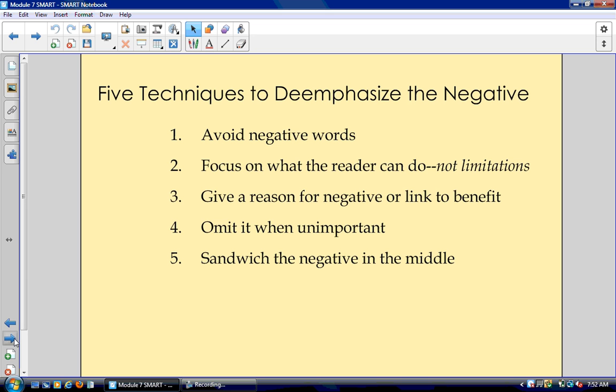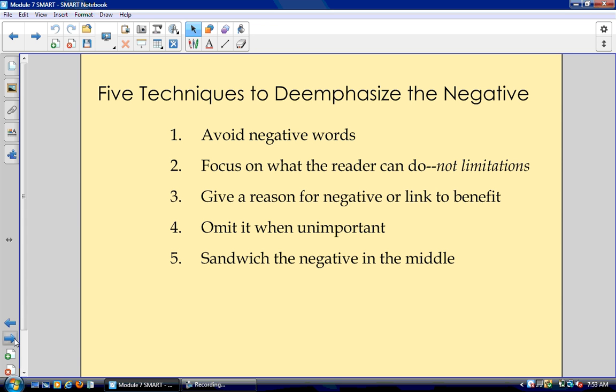And so we want to focus on what they can do and what freedoms they do have, such as alternatives and other options. Sometimes it's really important to give a reason for a negative or to link it to a benefit in order to really help people to understand why it has to happen or to see a silver lining or positive aspect to that negative. However, if we don't have a good reason, we want to just go ahead and skip over that part.